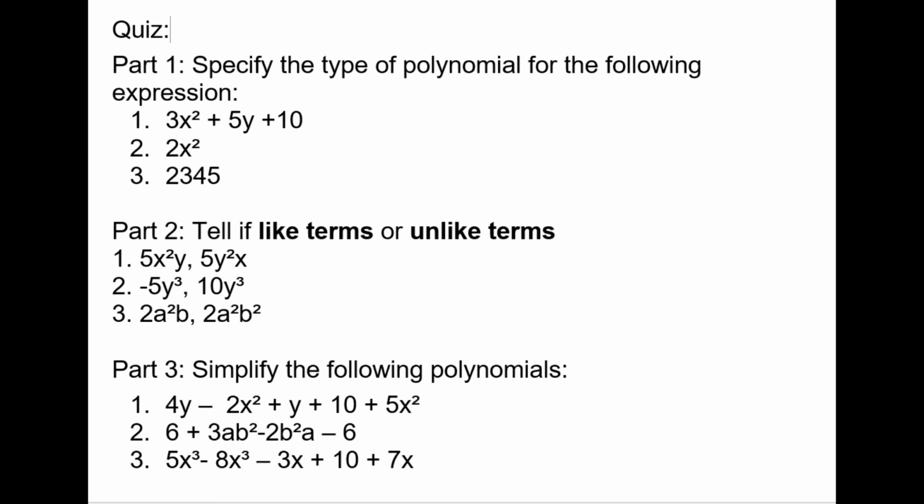That is all about polynomials, and for your assessment we will have a quiz now. As you can see here on the board, you have here your exercises, and it's composed of 3 parts, and each part has 3 items. I'm giving you 30 minutes to answer them. Okay, on part 1, you specify the type of polynomial, whether it's monomial, binomial, trinomial, or constant. And then on the second part, you tell if it's like or unlike terms. And then on the third part, you simplify the polynomial by combining like terms. Okay, you may start now.